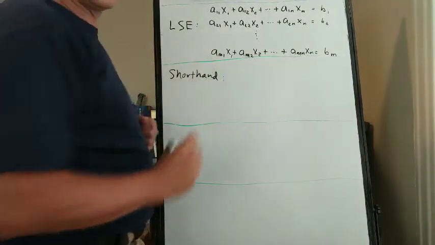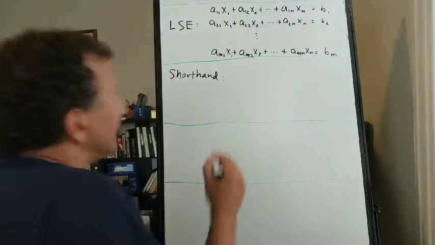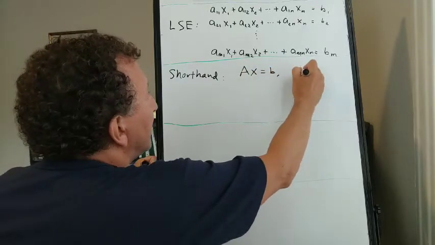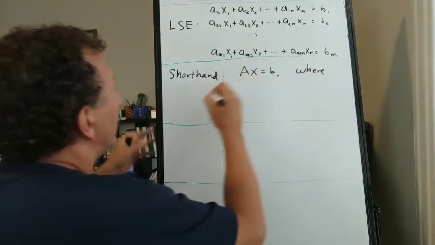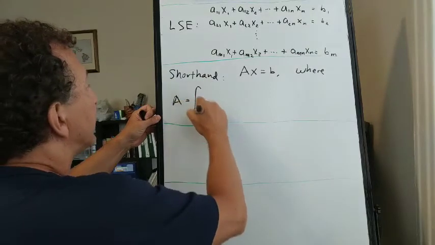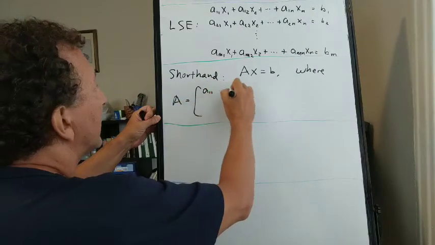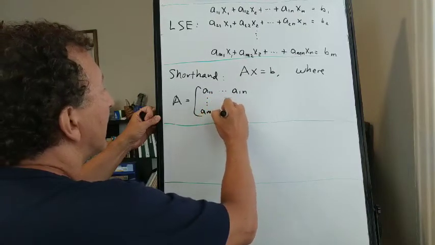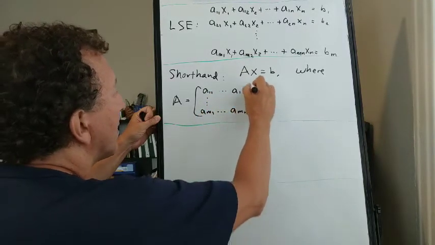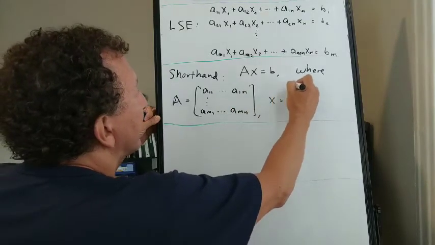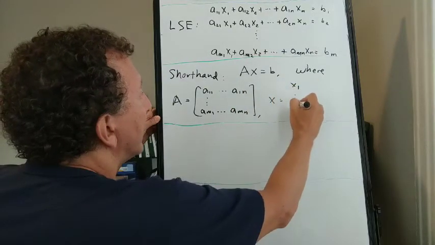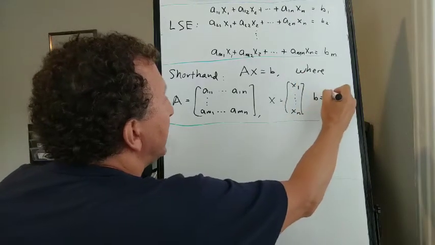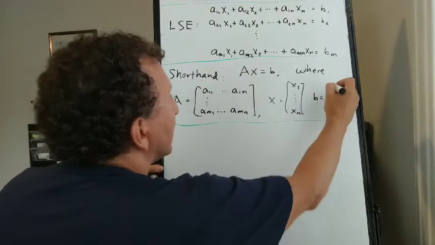The shorthand for this linear system of equations is Ax equals b, where A is the matrix of coefficients, x is a vector of variables, and b is the right-hand side numbers.